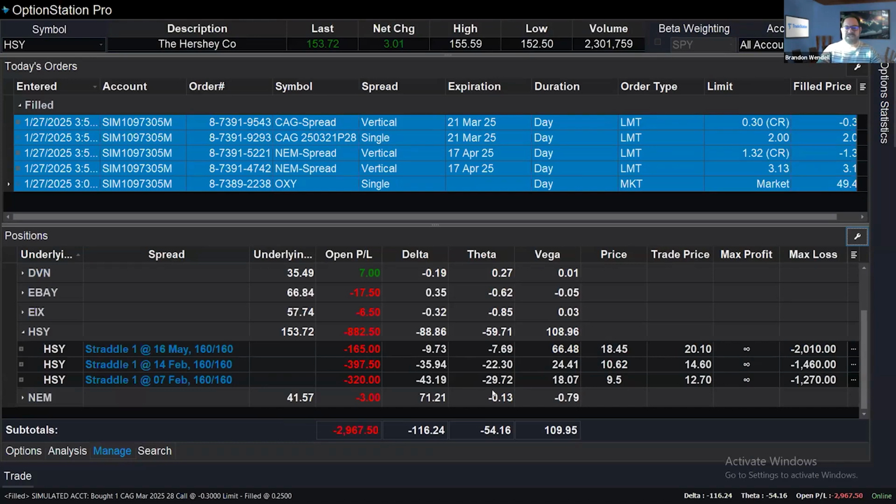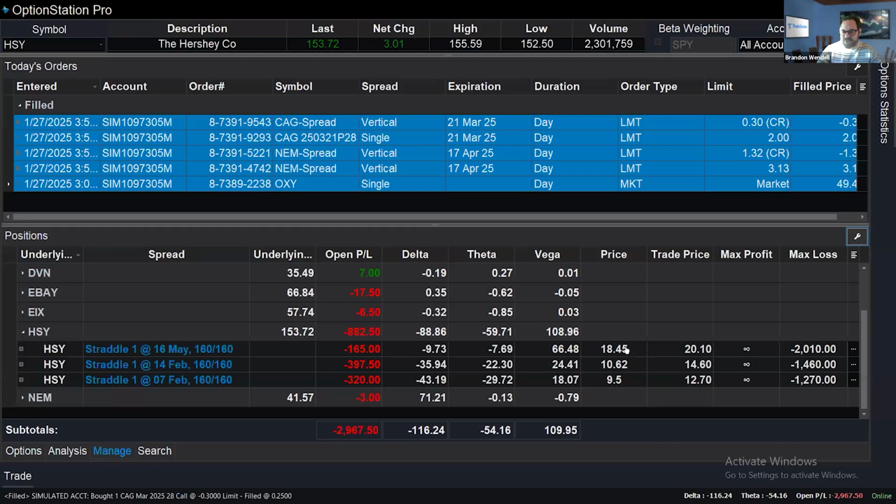But what's hurting these other positions, look at this. Every day that passes, we lose $7.69 on the May options, but we're losing $22 and $30 on the February options. That's where you got to be careful. Yes, this was cheaper to get in. This was $9.50. This was $18.45 to get in, but look at how much it's decayed.